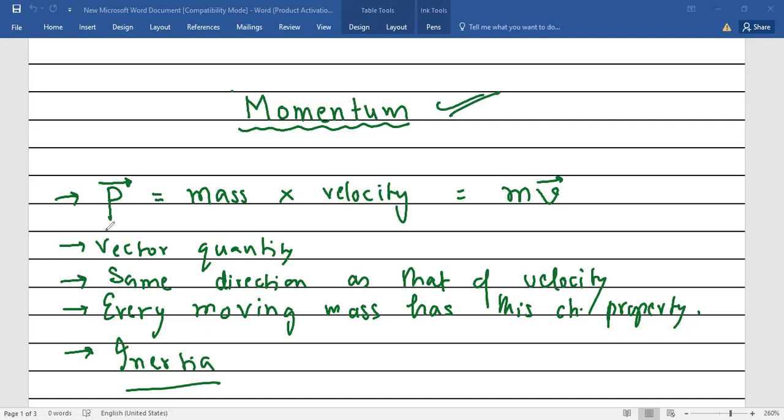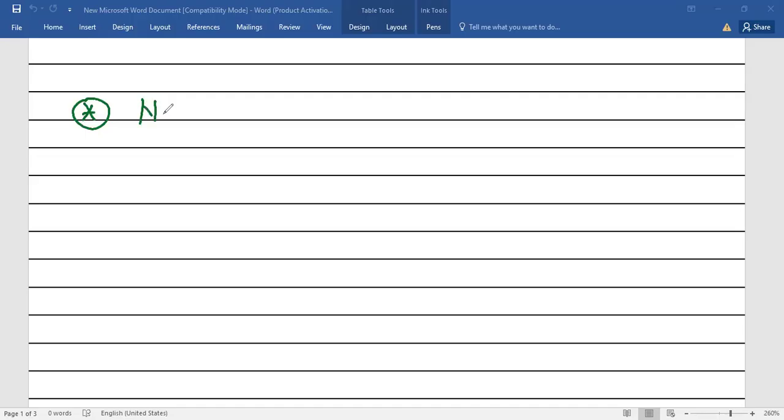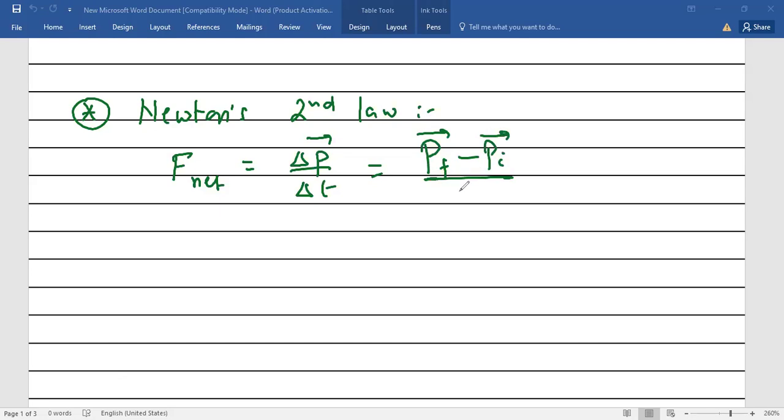Now, what are the different laws or theorems which include momentum? So one of the important laws is Newton's second law. Newton's second law says that net force equals rate of change in momentum. So obviously rate of change of momentum means final momentum minus initial momentum divided by the time duration in which this momentum change has taken place.